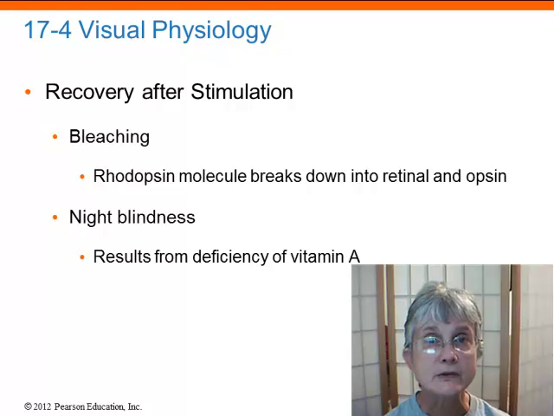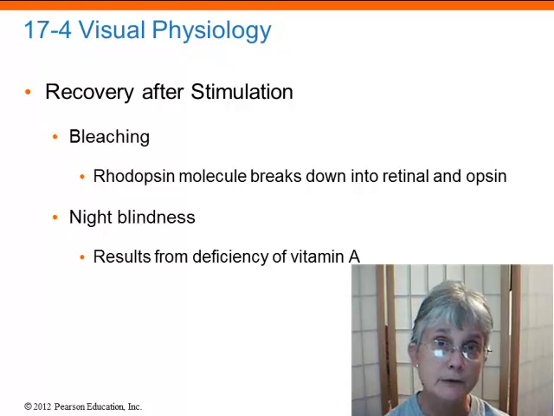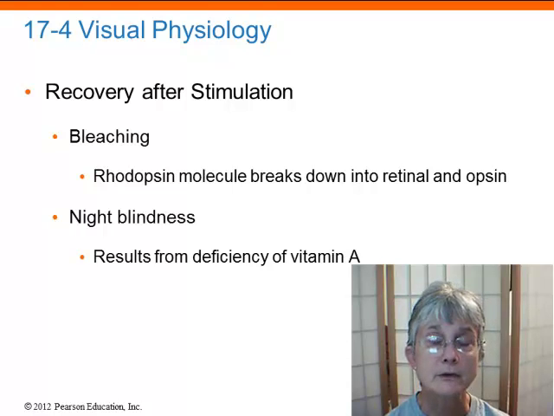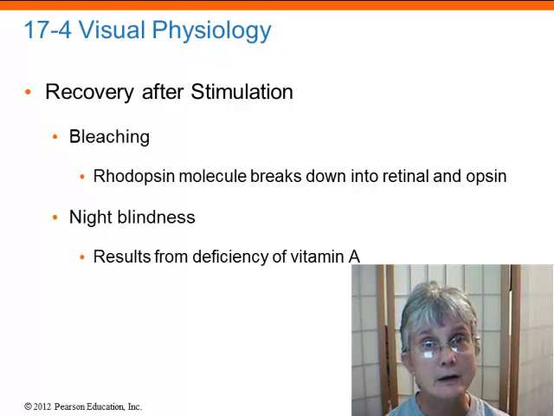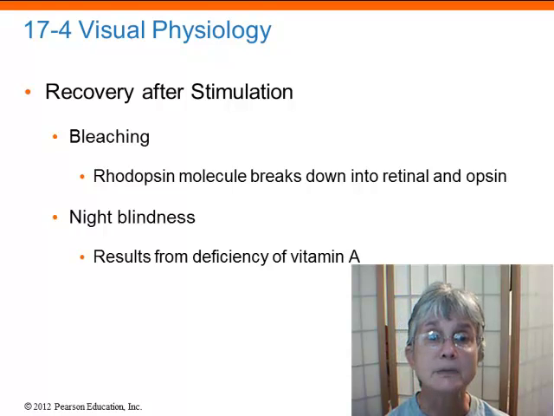Now, once light has struck the rods and cones, there's a recovery period. And we say that the color's kind of bleached out. It takes a moment for the rhodopsin molecules to recover. And during that time, you're kind of dazzled by light. So you might notice that if you're in the dark and someone turns a bright light on, momentarily you can't see. And then if the light goes off, it takes a while to get accommodated to the dark again. That's the bleaching and the recovery period.